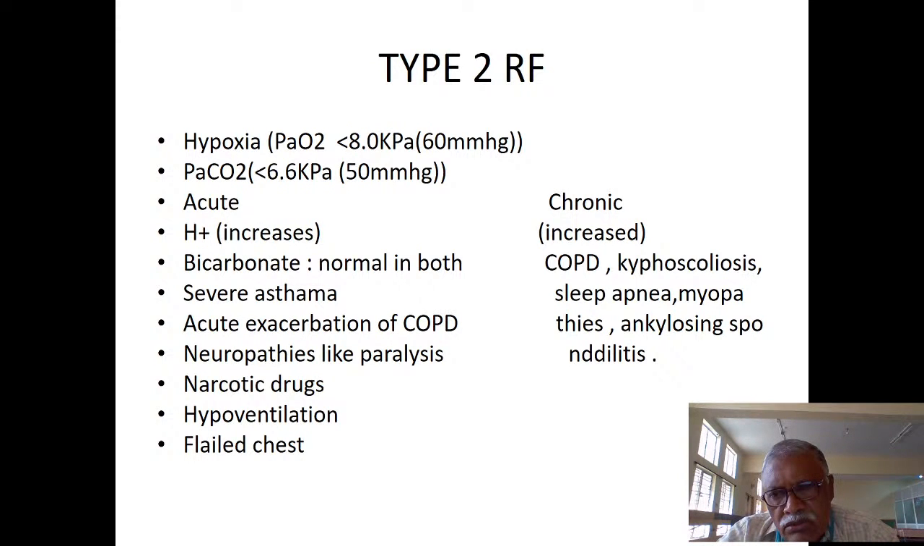The chronic causes are mostly COPD. Hydrogen ion is increased in COPD, and they have kyphoscoliosis, sleep apnea, myopathies, and ankylosing spondylitis. All these will cause chronic respiratory failure.